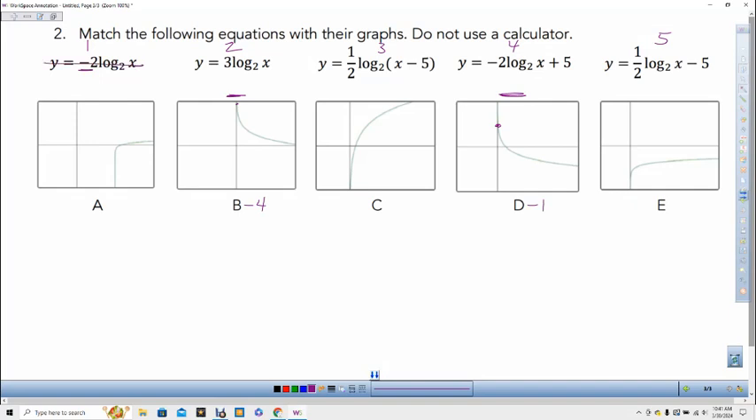All right, so we've dealt with that one. We've dealt with that one. Now let's look at the other ones. The first big thing that should jump out at you is one's got a 3 and the other two have 1/2 in front of the log expression. We'll look at the shifts later. What does the 3 do? Well, you need to think about it like this. Think about log base 2 of x. Think about this being your original y value.